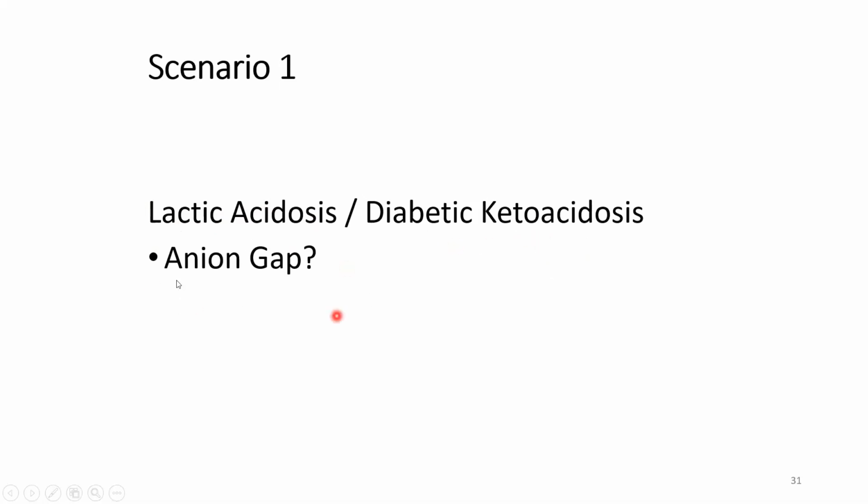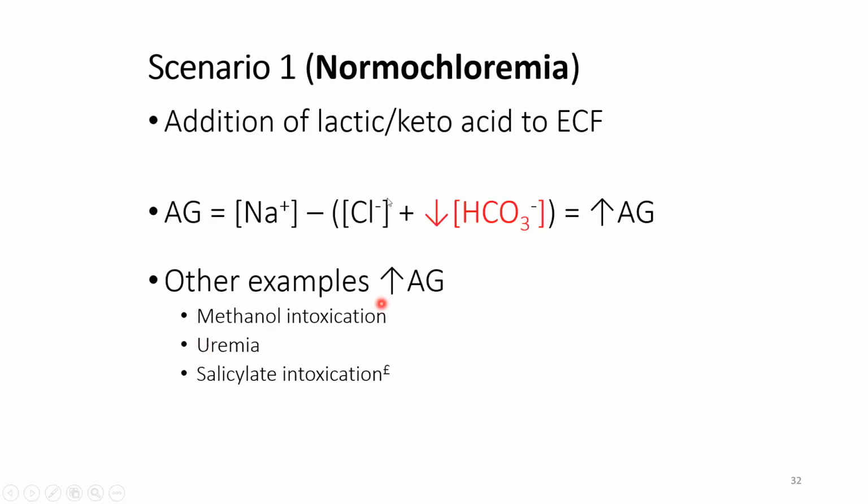Okay, what happens to the anion gap? Let's see. So this scenario has been labeled as normochloremic or normochloremia. What has happened is you have added either lactic or a keto acid to the ECF, right? That bit is clear.